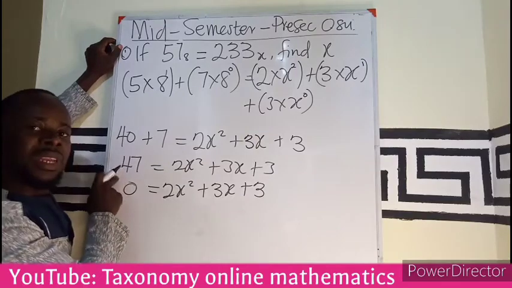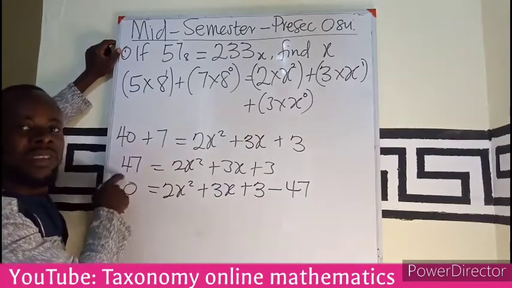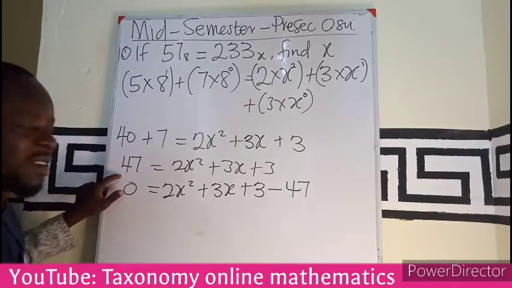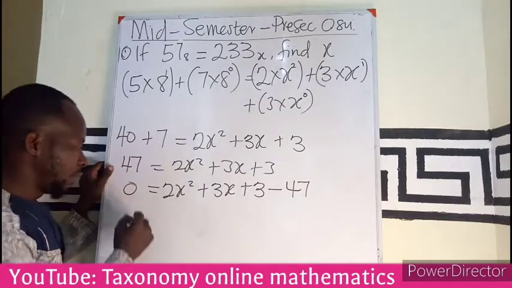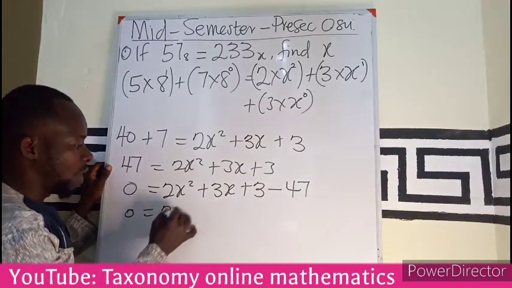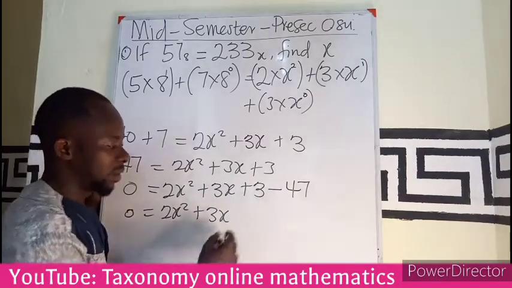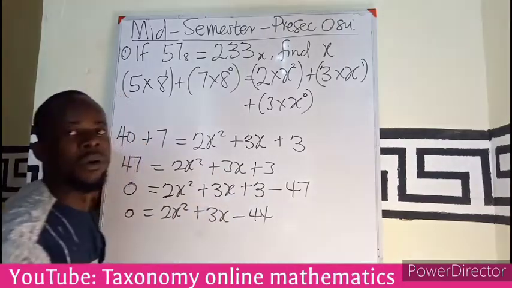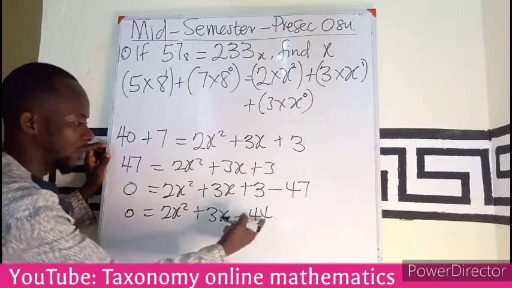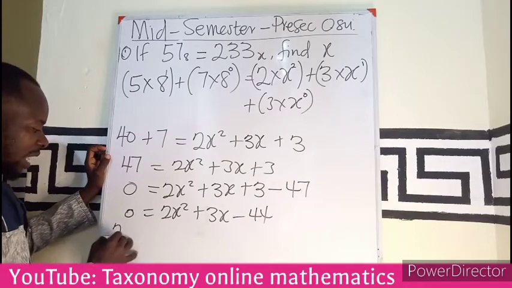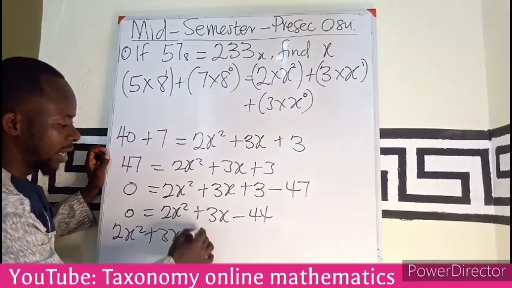So now I am moving the 47 to come here. That is, I am subtracting 47 from both sides. So 47 minus 47 gives us 0. Then I will take it from this side. So 0 equals 2x squared plus 3x, and if you operate this, you get minus 44. So this is the quadratic equation. To write it well, we know the squared term should always be on the left hand side: 2x squared plus 3x minus 44.